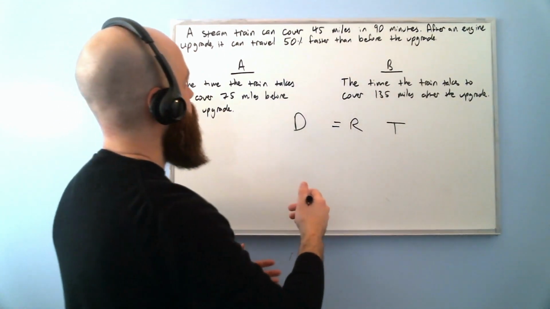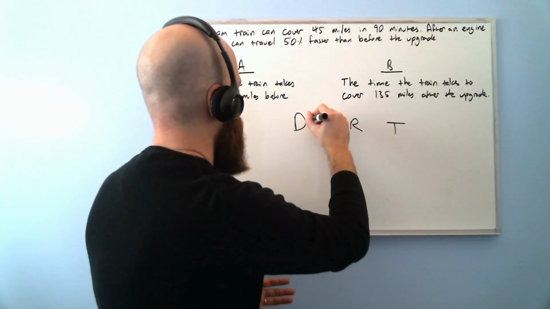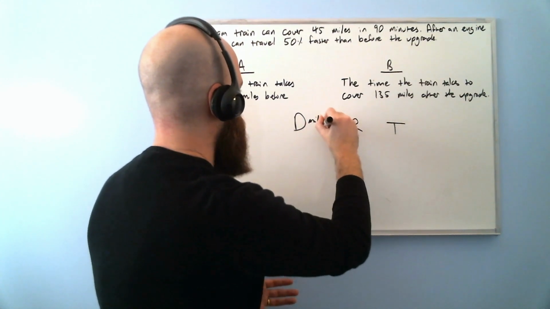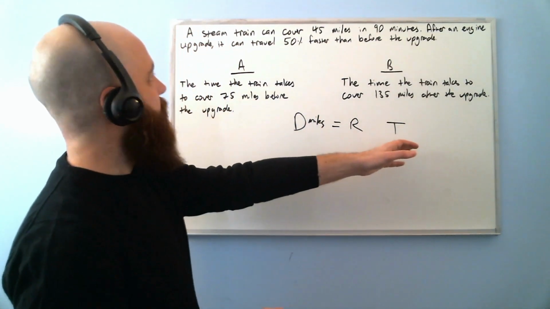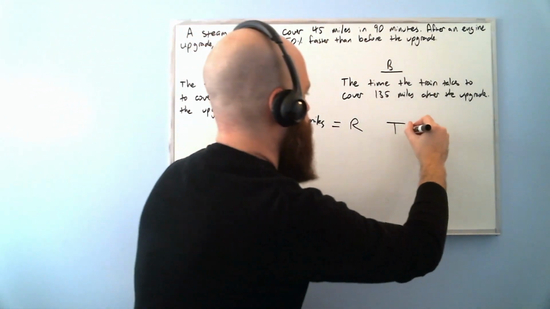Okay, so I'm given the distance in miles. Okay, so I'll write that. D miles. The time seems to be given in minutes. Okay, so I'll say t is in minutes.